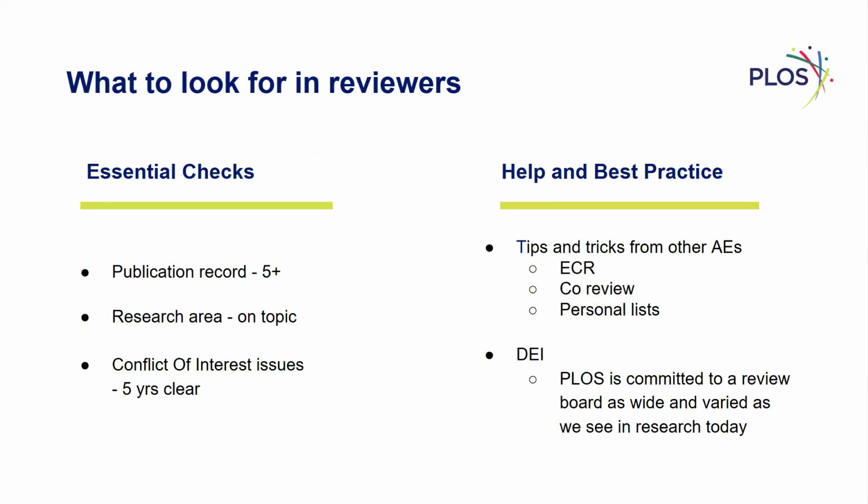What to look for in peer reviewers? Well, these are the essential checks. Firstly, their publication record. Have they published at least 5 papers on the topic, preferably as corresponding or as last author? Their research area. Do they have expertise in this research area? And if possible, also the methodology.